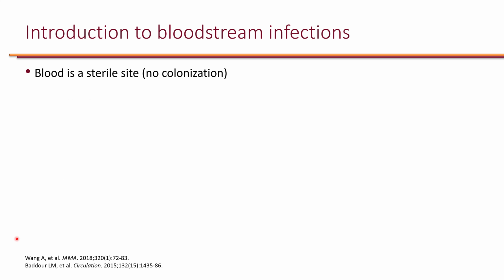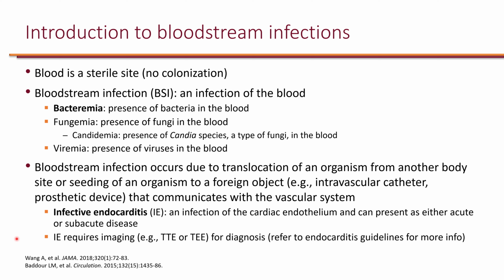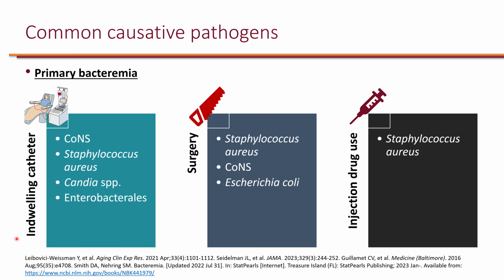Now, infective endocarditis requires imaging such as TTE or TEE. So TTE is transthoracic echocardiography, and TEE is transesophageal echocardiography. So these are echoes that can actually look into the heart and see if there is vegetation present. We will not discuss endocarditis in this topic, and I refer you to endocarditis guidelines for further information.